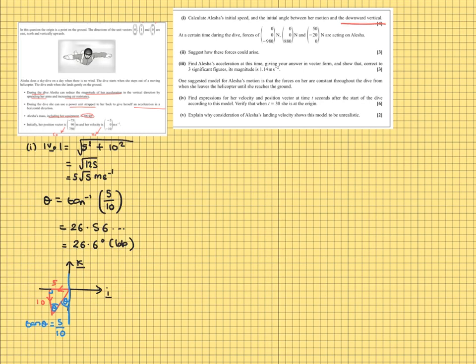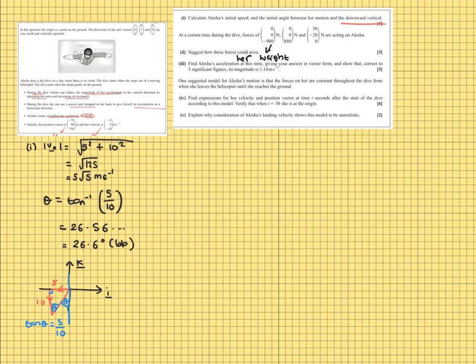So part 2, at a certain time of the dive, forces given by these three vectors are acting on Alicia. Suggest how these forces could arise. So this first force here, 0, 0, -980, that looks like a weight calculation there, m times g. Remember, the total mass was 100 kilograms, acceleration due to gravity is 9.8, so this is almost certainly as a result of her weight.